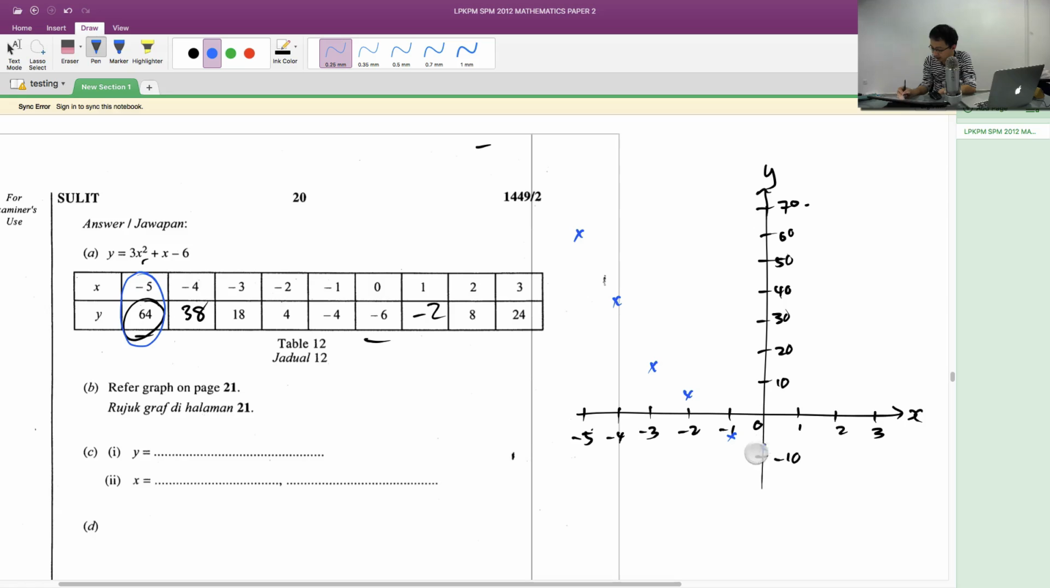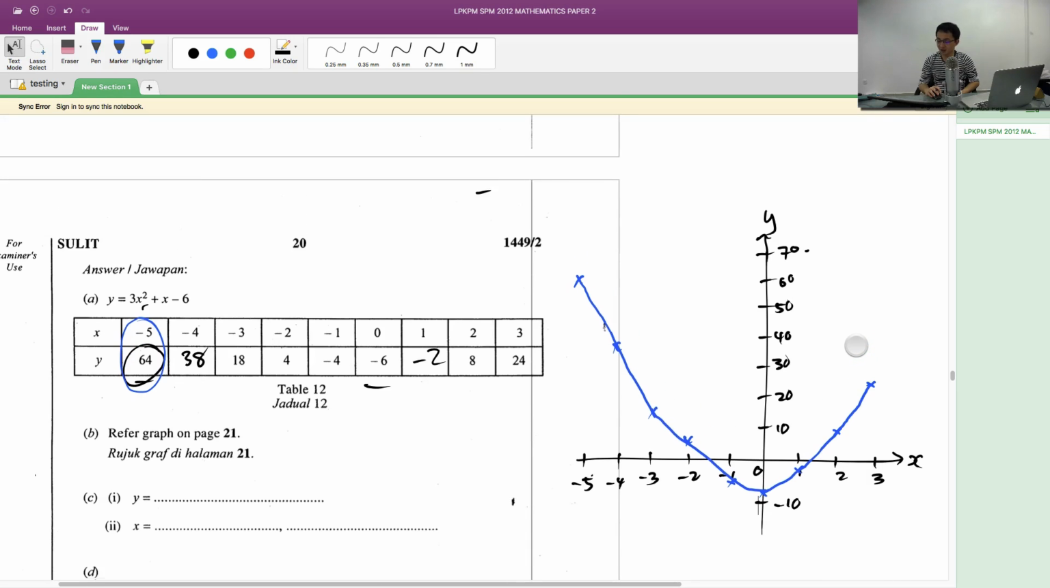0 is -6. And then 1 is -2. And 2 will be 8. And 3 will be 24. So basically, after you plot it, you will connect it, and then you will get a nice curve. Okay, let me just draw it as nice as possible. Drawing on the screen is a bit challenging, but if you give me a pencil, I should be able to draw very nicely. Okay, this is your curve.